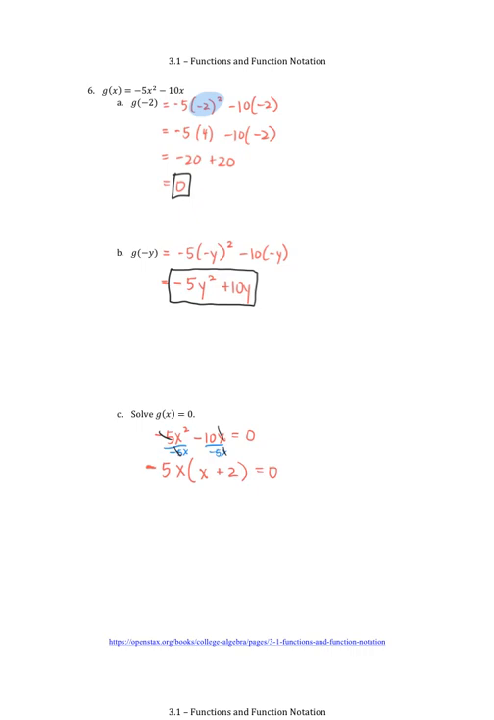Now I'm going to set each factor equal to 0 and solve. Negative 5x equals 0. I divide by negative 5, and I get x equals 0. So one solution is 0. Then I set x plus 2 equal to 0. Subtract 2 from both sides, and I get x equals negative 2. So my two solutions here are 0 and negative 2.